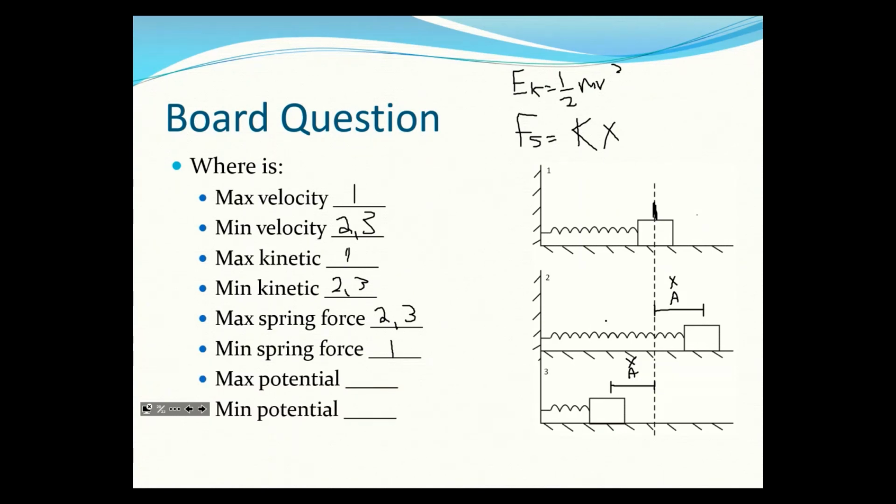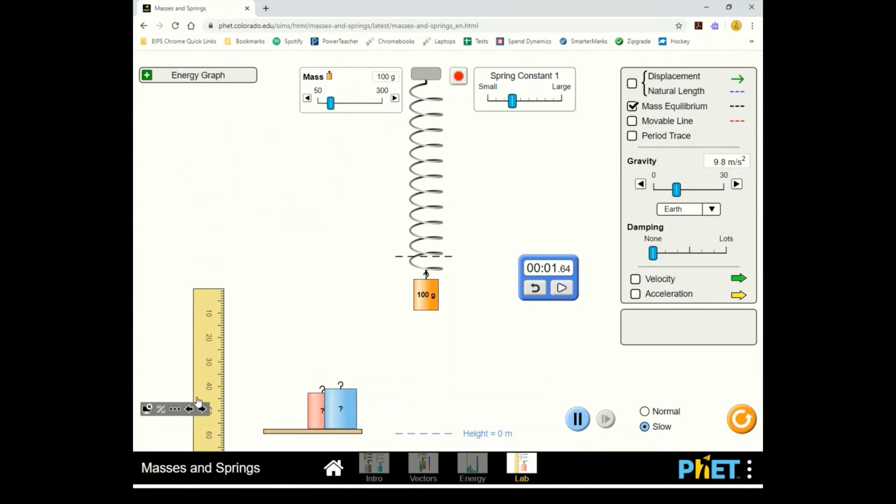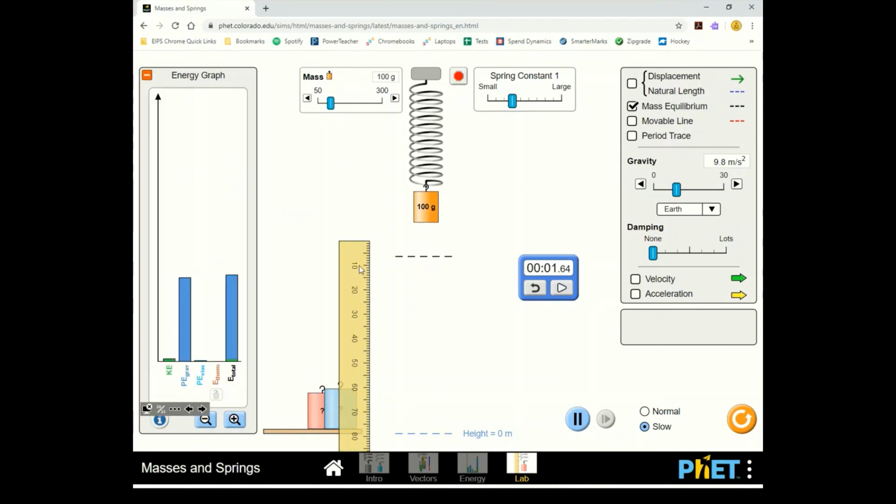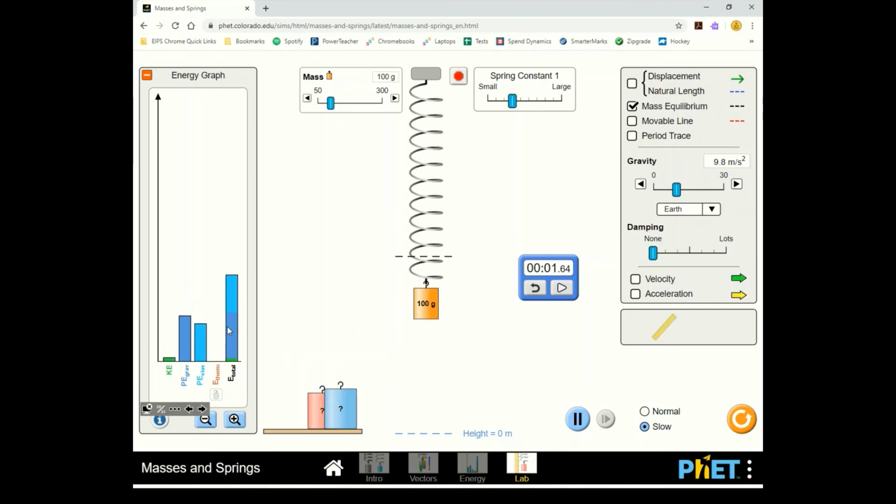Okay. And then maximum potential energy and minimum potential energy. So pause it, see if you can figure it out. Okay, so we're not talking about gravitational because it stays at the floor level the whole time. We're talking about spring potential energy. If we go back to this, what I can do is turn on this graph. Let's get rid of this ruler here. And we have, you can see kinetic energy, potential energy, gravitational. I wish I could put it on the side because it's a little bit less to look at.